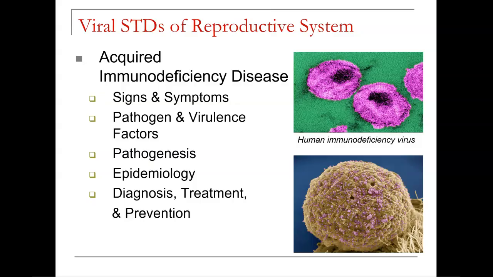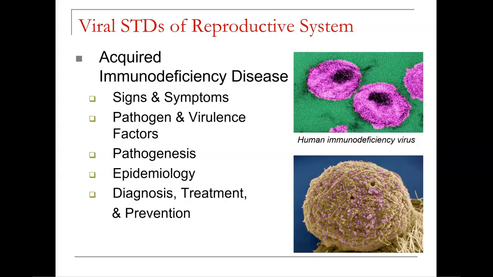Acquired immunodeficiency syndrome, also known as AIDS. With this disease, we're going to have diseases of the skin start to show up, like shingles and herpes. You'll have diseases of the nervous system, like meningitis and toxoplasmosis. You'll have diseases of the respiratory system, like tuberculosis and pneumonia, diseases of the digestive system, like chronic diarrhea and thrush, and Kaposi's sarcoma, which is going to be blood vessel cancer.